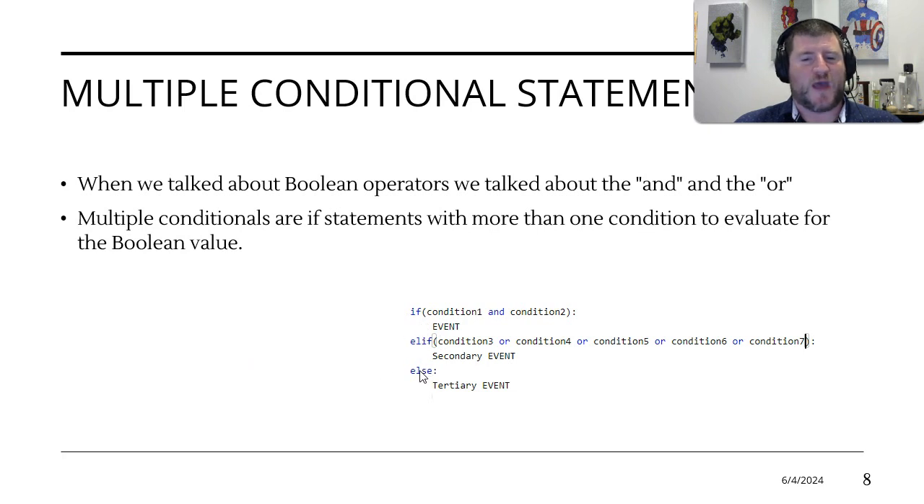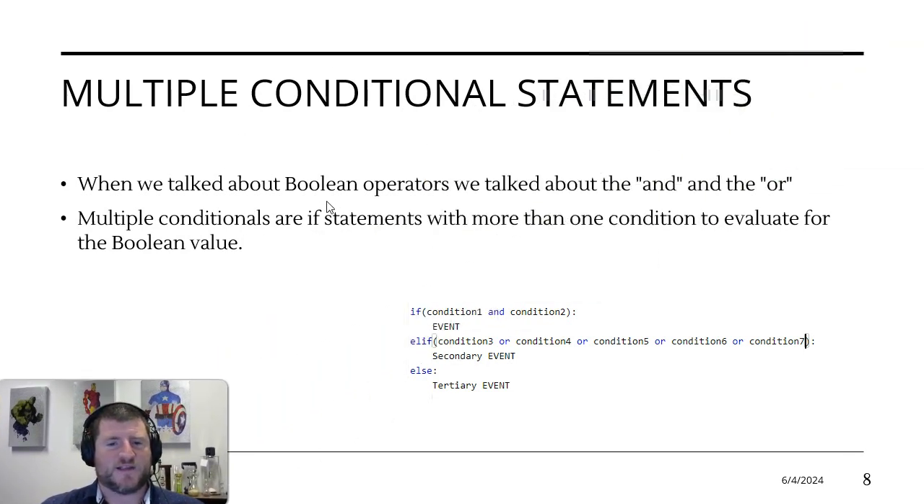But once you get to else and there's no elif, this is the end of the cycle, I guess, the end of the conditional. So when we talked about Boolean operators, we did talk about and or. And so when we talk about multiple conditional statements, all that means is you can have more than one condition inside the Boolean expression.